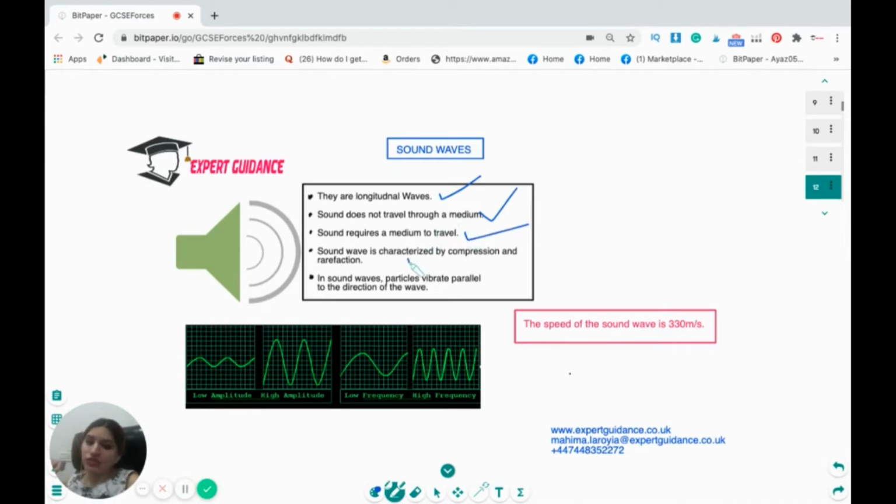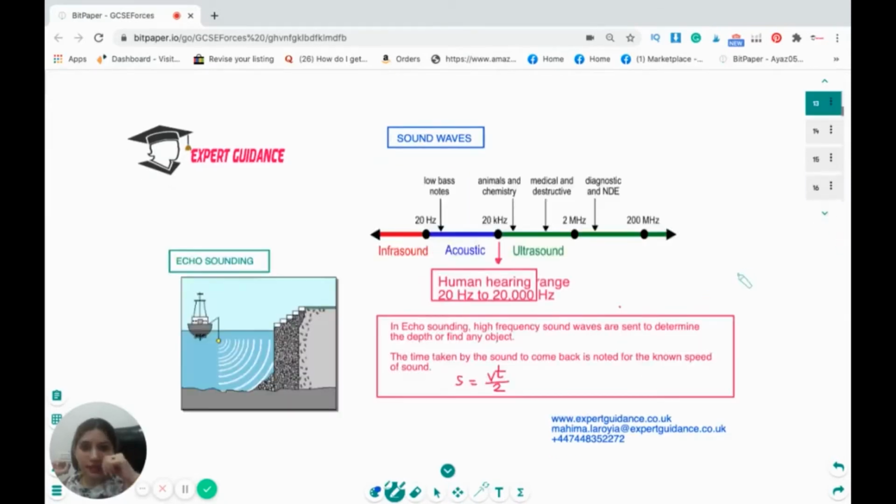Sound waves are characterized by compression and rarefaction. In sound waves, the particles vibrate parallel to the direction of the wave. Now, if you see, this is a low amplitude. This is a high amplitude. This one, the waves are very less, so this is a low frequency wave, and this is a high frequency wave. And the speed of the sound wave is 330 meters per second.